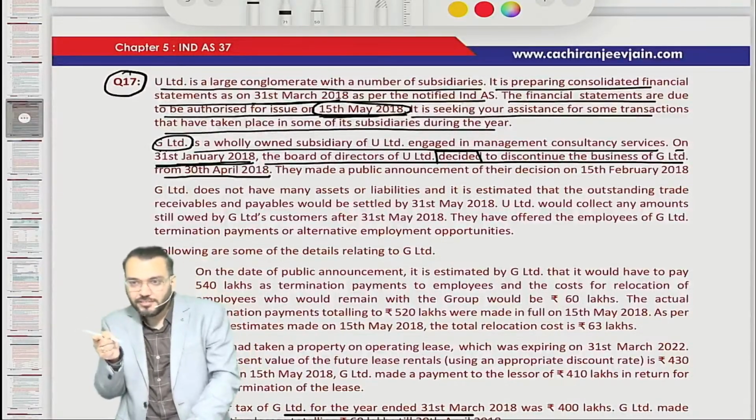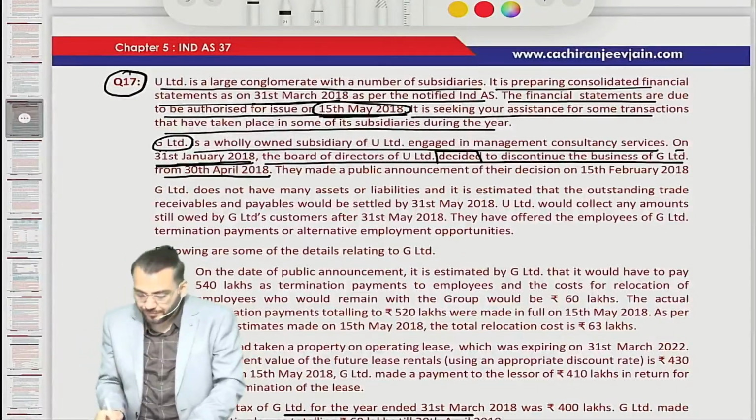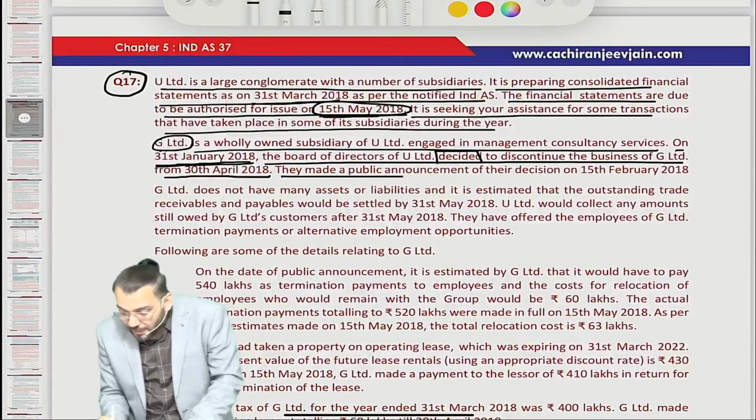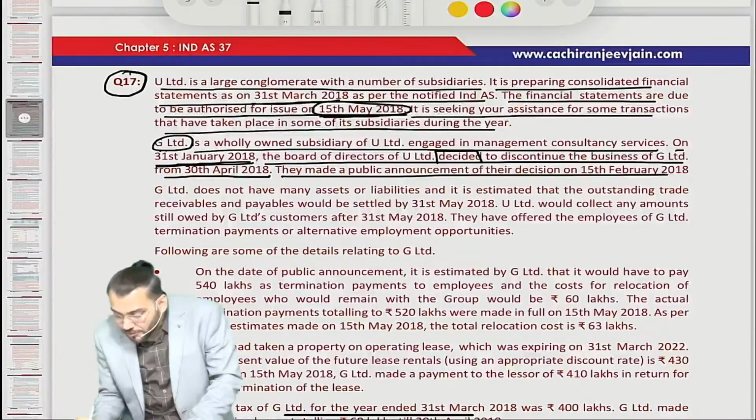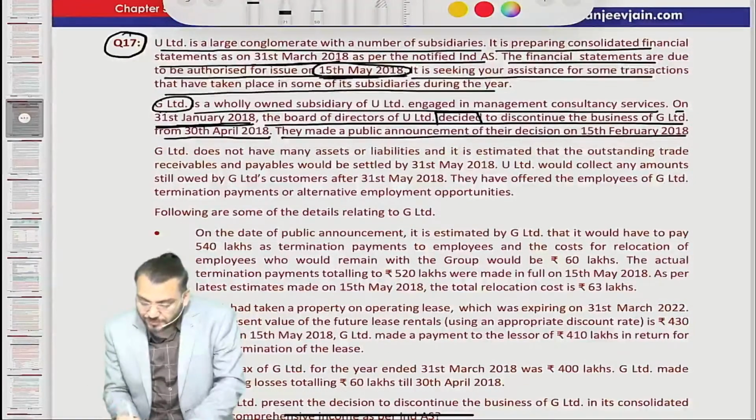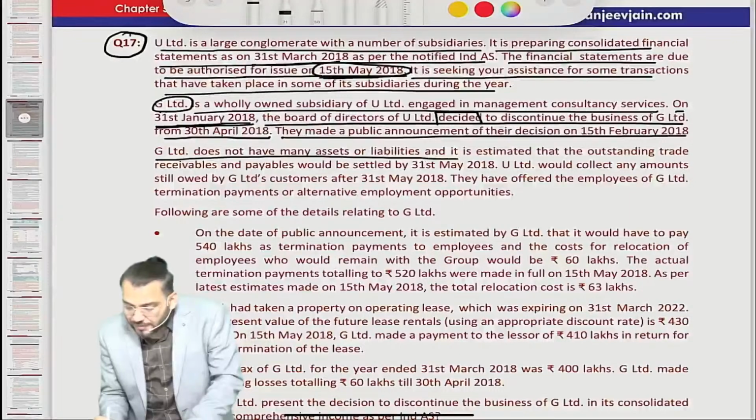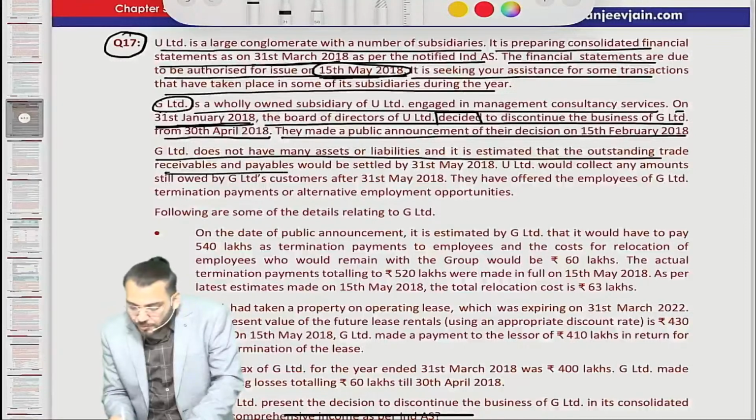Actual discontinued date means on 30th April actual closure will happen. They made a public announcement of their decision on 15th May 2018. So on 15th May 2018, public announcement has been done. G Limited does not have many assets or liability, and it is estimated that the outstanding trade receivable and payable would be settled by 31st May 2018.